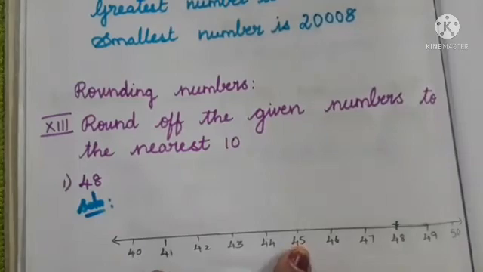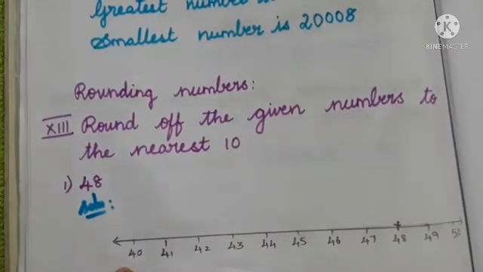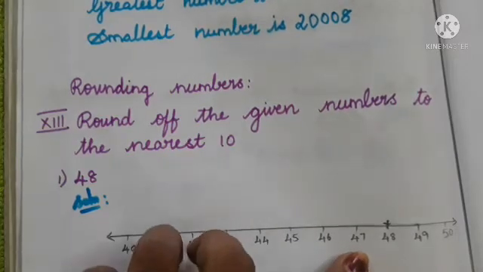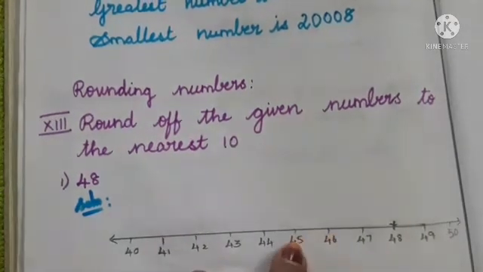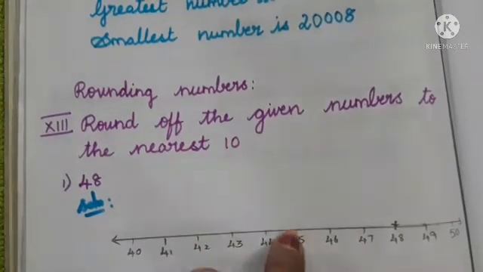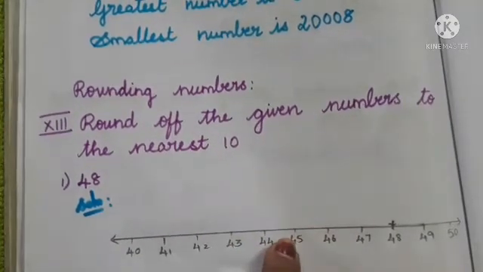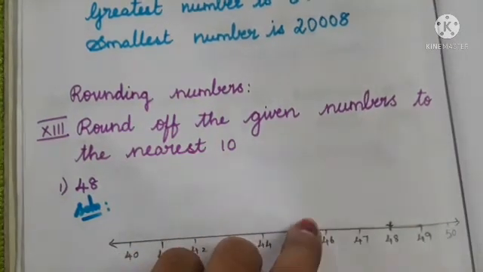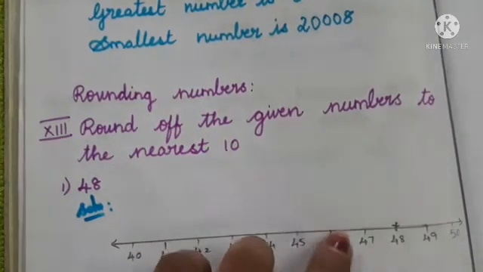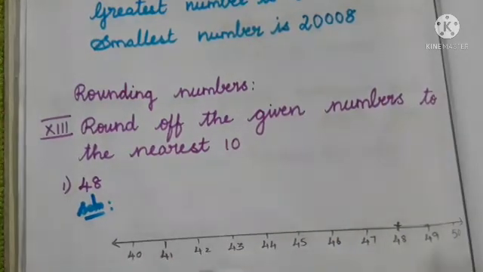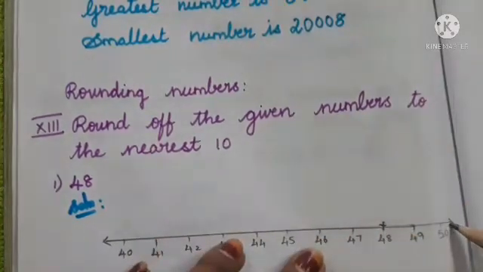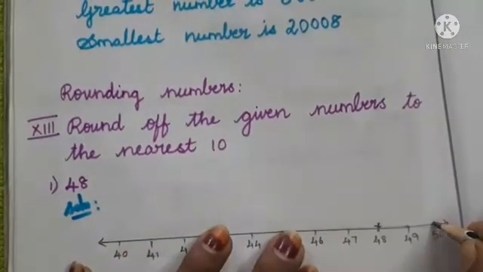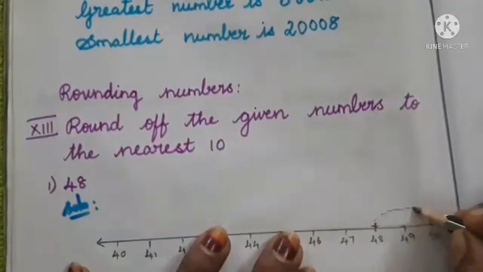45 is the correct middle number between 40 and 50, and this 48 is after the halfway. So 48 is after 45, the halfway, and it is closer to 50. Look here, is 48 closer to 50 or 40? Yes, it is closer to 50.